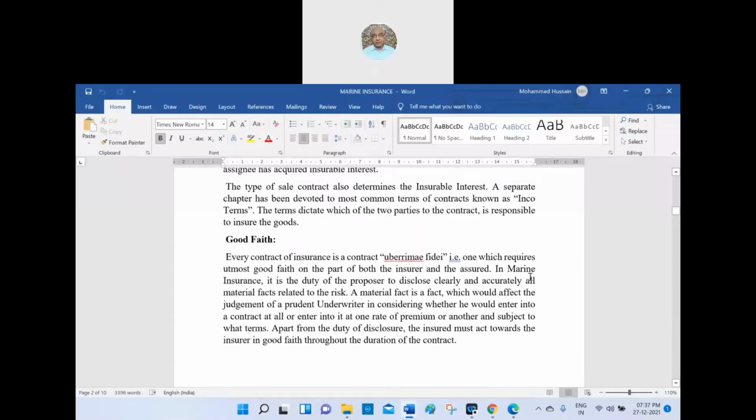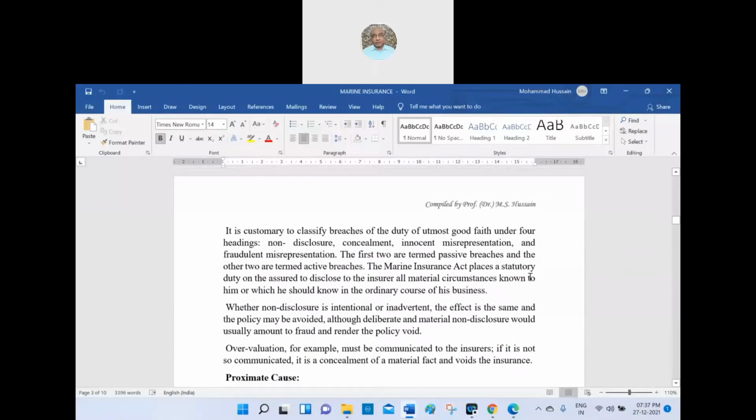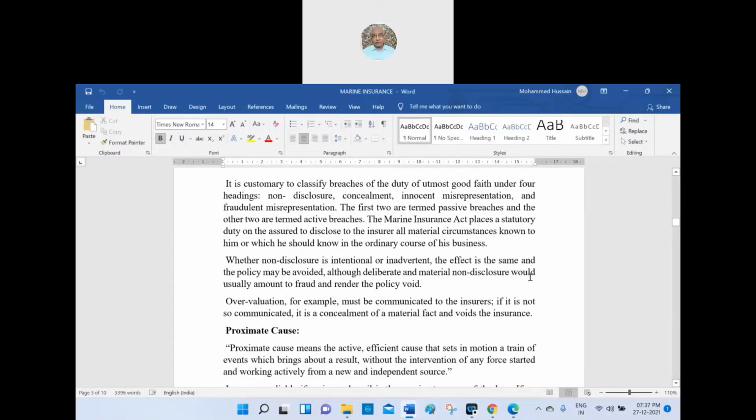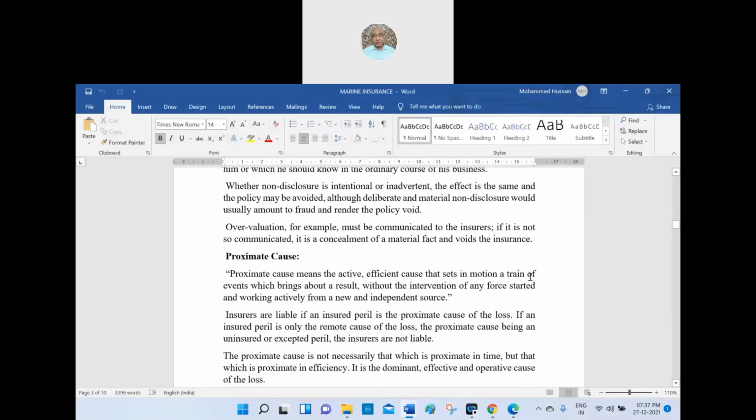Apart from the duty of disclosure, the insured must act towards the insurer in good faith throughout the duration of the contract. So that is the utmost good faith. Whether non-disclosure is intentional or inadvertent, the effect is the same: the policy may be avoided. Although deliberate and material non-disclosure would usually amount to fraud and render the policy void. Next, proximate cause, which we already studied in the principles of insurance. Insurers are liable if an insured peril is the proximate cause of the loss. If an insured peril is only the remote cause of the loss, the damage will not be covered. If the proximate cause is an uninsured or excepted peril, then insurers are not liable.